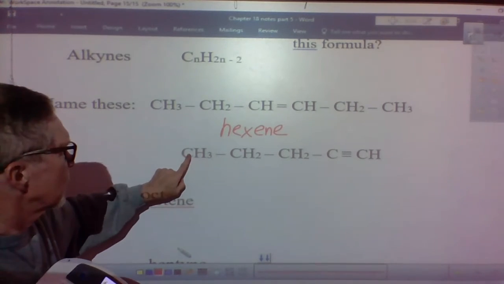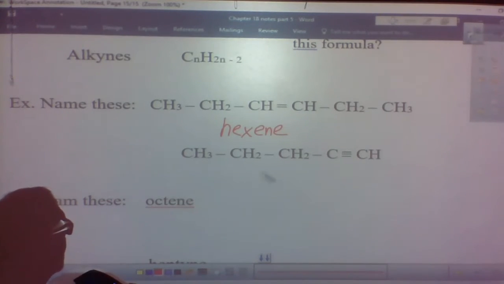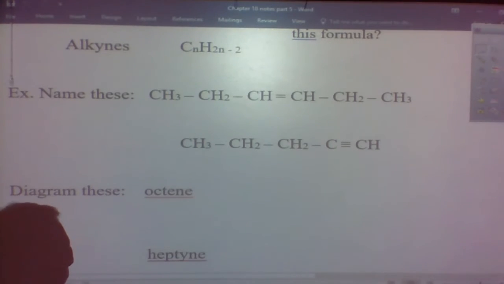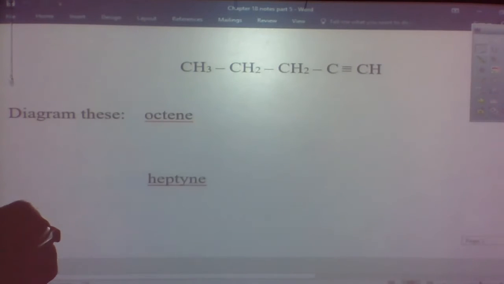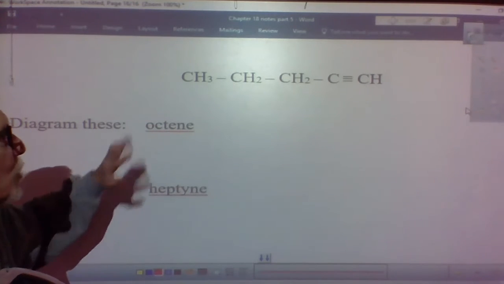Let's look at this one. 1, 2, 3, 4, 5. What's the stem root for 5? Well, that's pent. It contains a triple bond, so that's yne. That's pentyne. That's one of the things I expect you to be able to do: look at a formula like that and name it. Now, let's go ahead and give you a name and you write the formula.